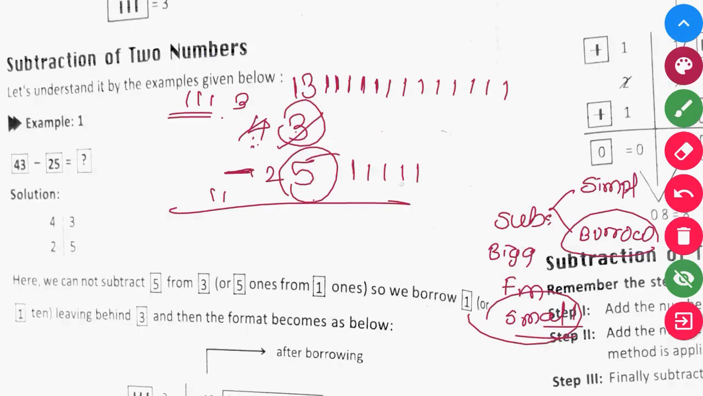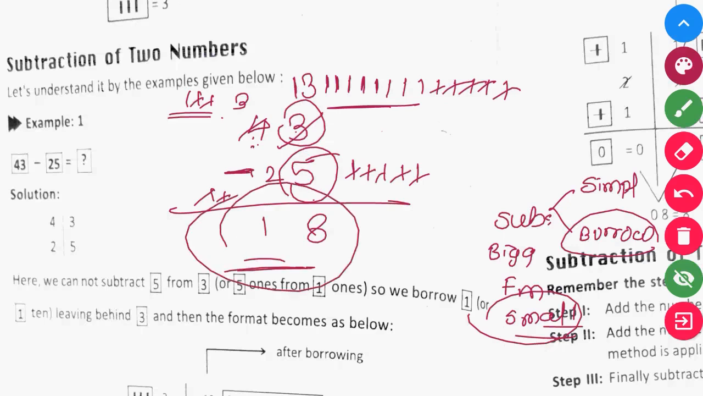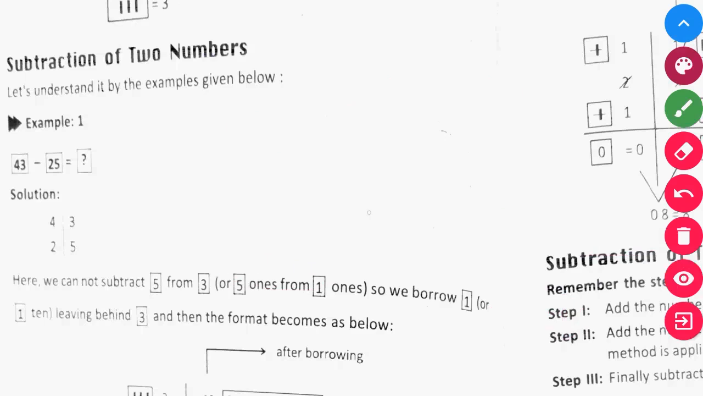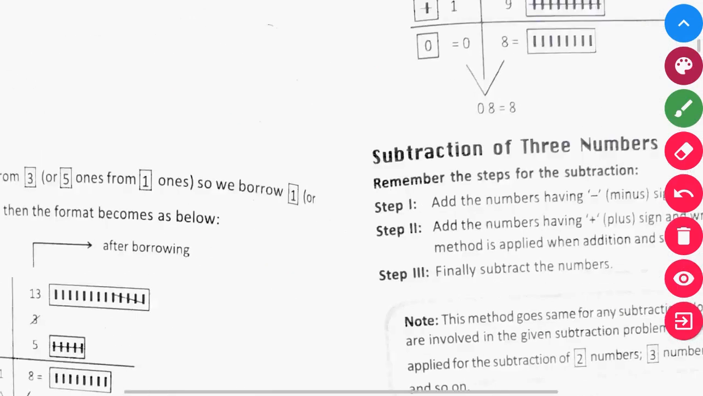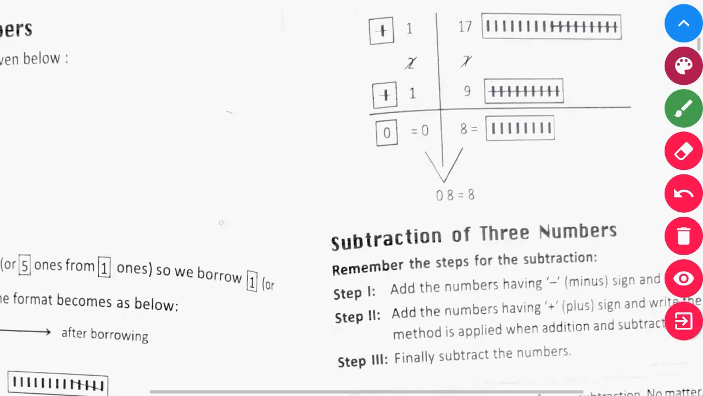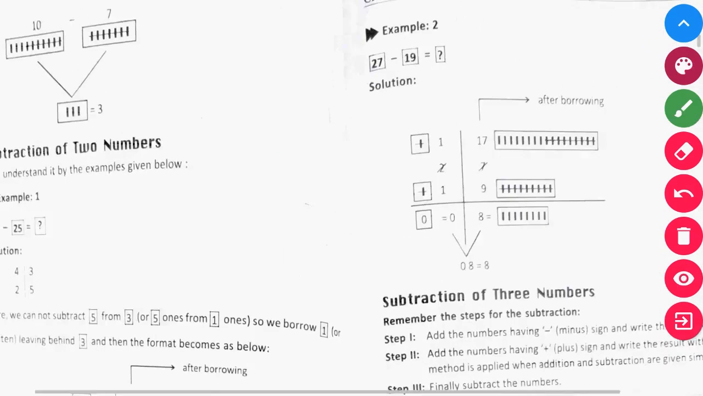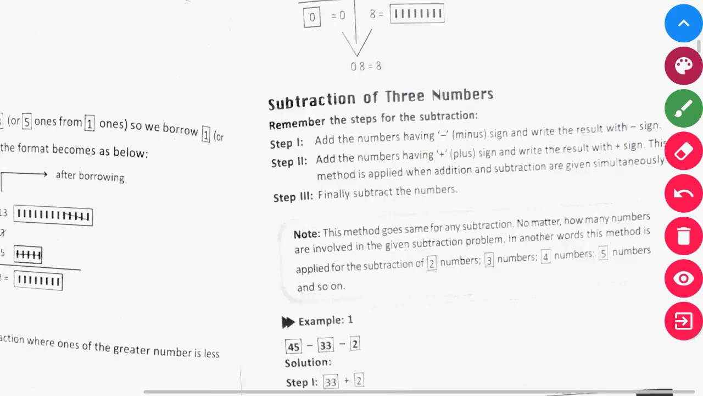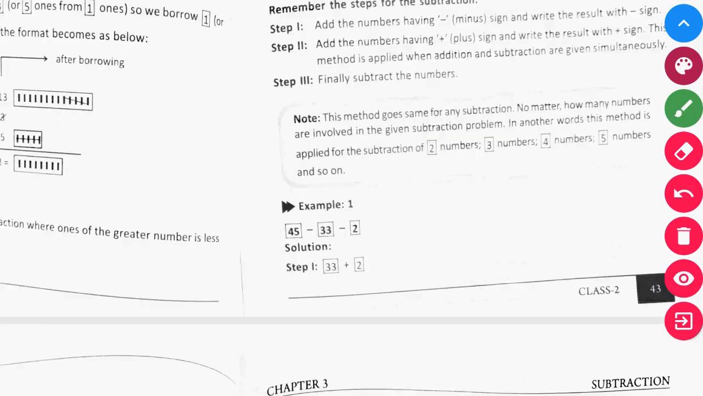Now subtract 5 from this 13. 1, 2, 3, 4, 5 bar lines got cut and only 8 bar lines are remaining. Here also subtract 2 from the 3 and we got 1 bar line only. So our answer is 18. So this is the method for subtraction of two numbers where you have to borrow. Sometimes you don't need to borrow because the upper digit is bigger than the lower digit. So you need not borrow in that condition.